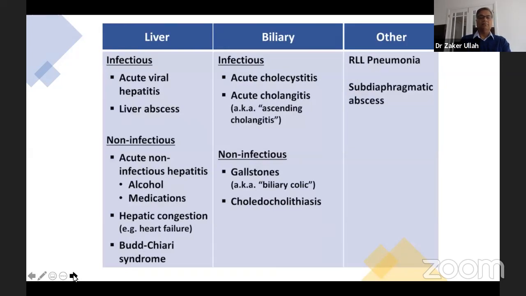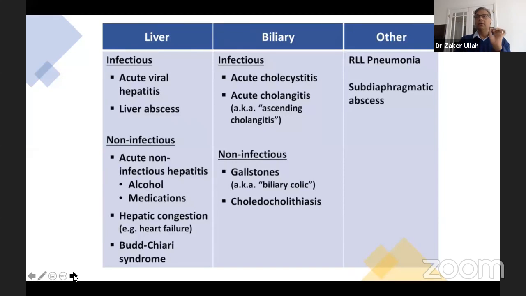If you consider the liver, of course, acute viral hepatitis, the patient can present with some sort of abdominal pain. And of course, we know liver abscess, which is very common. Sometimes it could be just a simple liver abscess, sometimes a tubercular abscess, or other conditions as well. Also non-infectious causes, being alcohol and medication, hepatic conditions, Budd-Chiari syndrome, and also the biliary part. If we look at that, acute cholecystitis is very common, acute cholangitis, and non-infectious gallstone, biliary colic, or cholelithiasis.